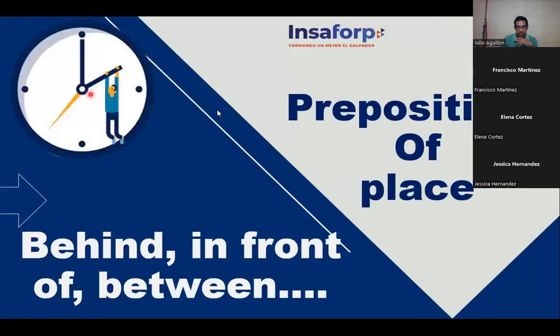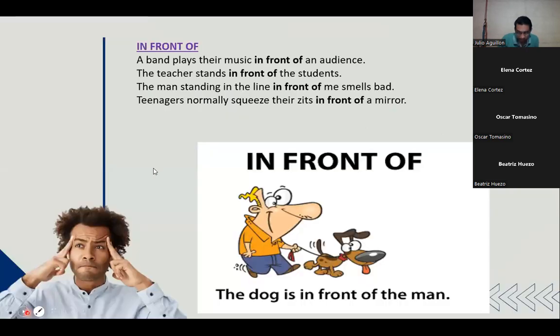Now we're going to move on to the prepositions of place. Preposiciones de lugar. What does it mean? ¿Qué significa? It's what I use to tell someone that something is in some place. So, prepositions of place. And here we have some examples. Behind, in front of, between. But now, let's see, vamos a ver.